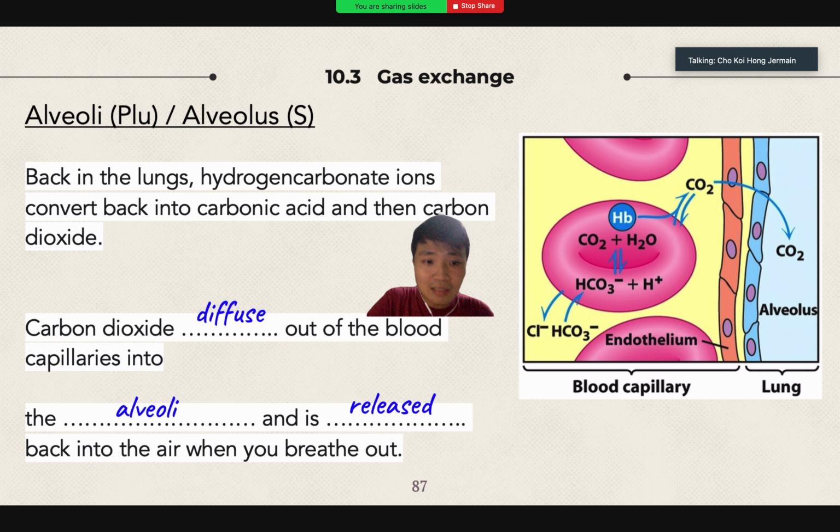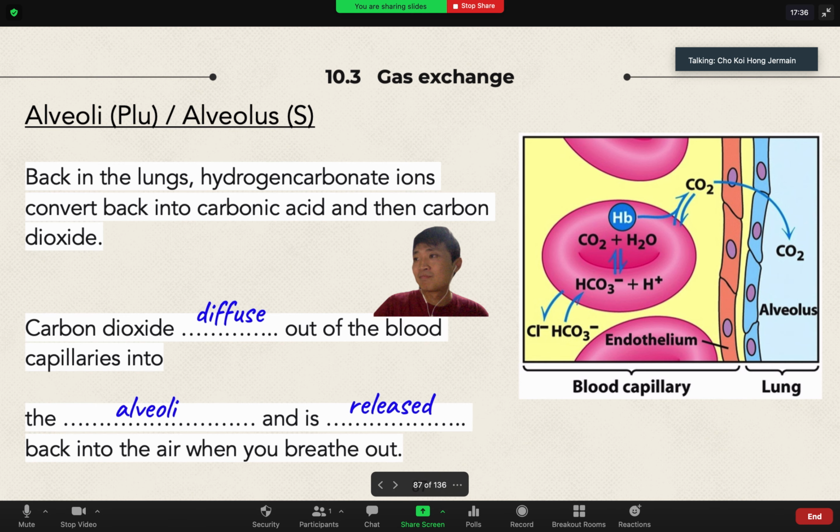So then the carbon dioxide will diffuse out of the blood capillaries back into the alveoli and then release back into the air when you breathe out. Then the whole cycle will just keep repeating again. Okay, so that's it for section 10.3.